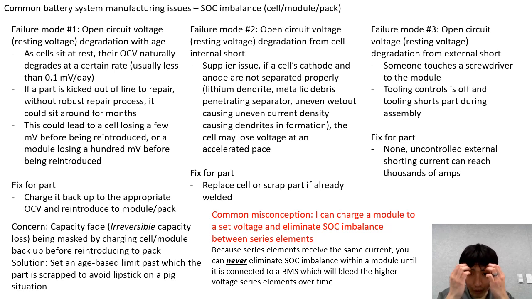And then the bottom part, there's a common misconception that I see a lot of engineers have, where they think that they can get rid of an SOC imbalance by charging a module to a set voltage. This is actually untrue because, as I explained earlier, series elements receive the same current. So if you're already off balance in the beginning, everything's getting the same current. You can never eliminate SOC imbalance within a module until you connect it to a BMS, which will bleed the higher voltage series elements over time.